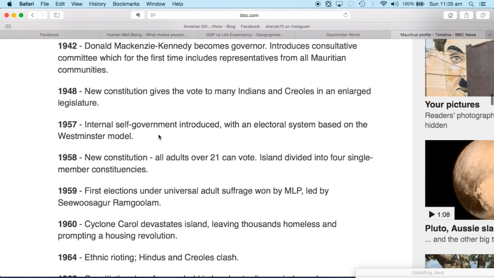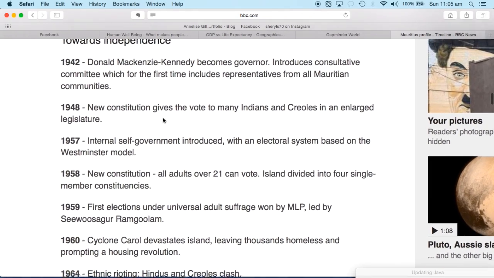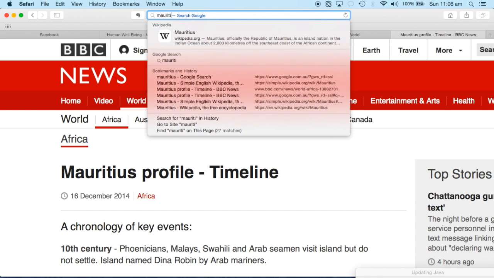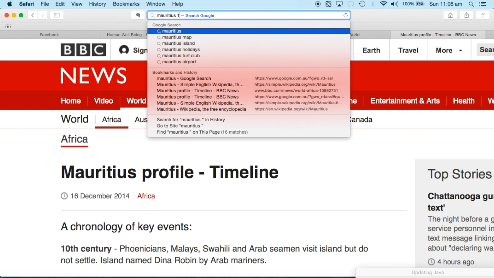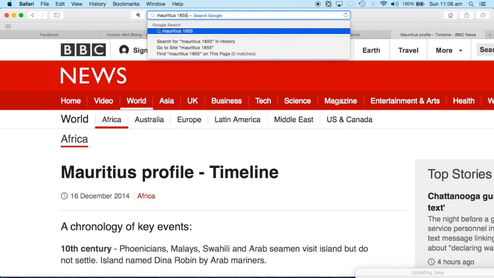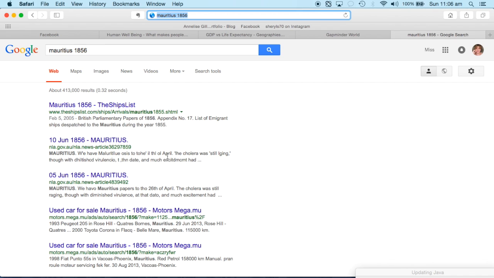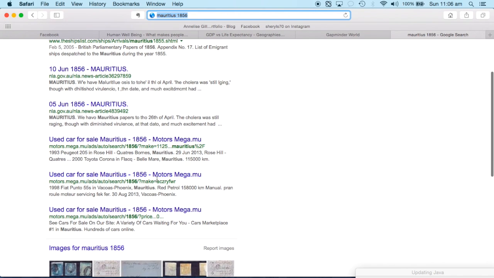1856. So we've got some political stuff, some self-government. Nothing that I would think. So let's just do a search now for Mauritius 1855. Shall we change that to 56? And see if we can come up with something. This has just turned up. And it talks about cholera, which was another huge disease.